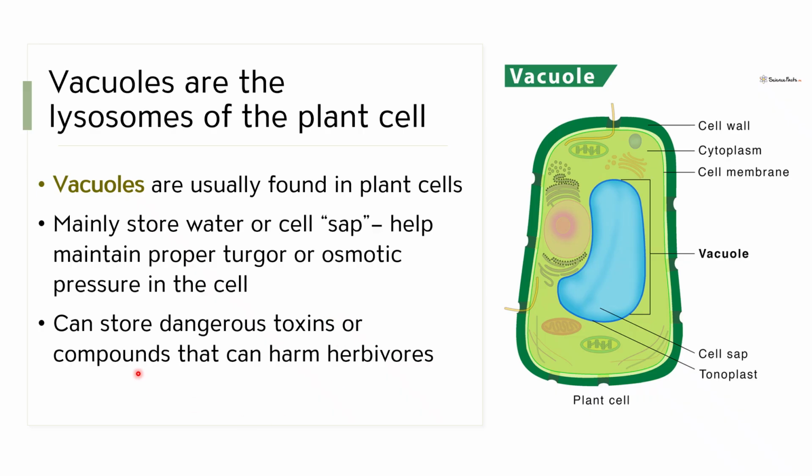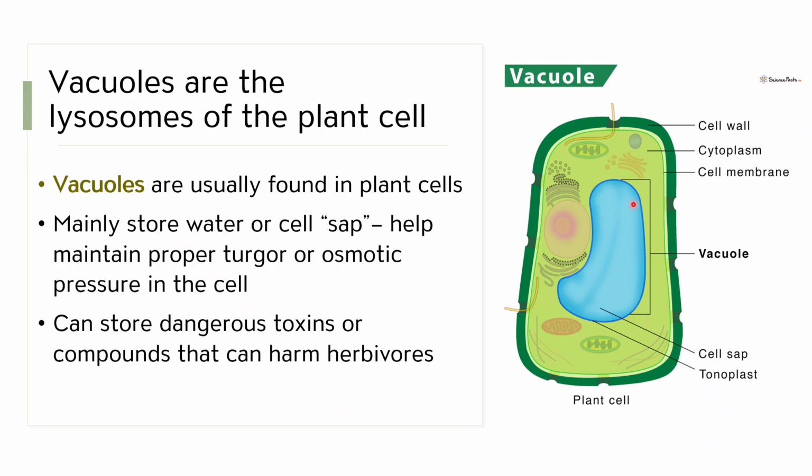Vacuoles are kind of like lysosomes of plant cells. So for the most part, vacuoles are only found in plants. There's been some weird research that says maybe they're not, but for the most part, we only find them in plants. And their main job is actually to store water, or what we call sap. It's kind of like the blood of a plant, and it helps the plant cell keep the proper turgor or osmotic pressure. So it helps it basically have the right water pressure inside. And we'll talk more about turgor and osmotic pressure down the road.